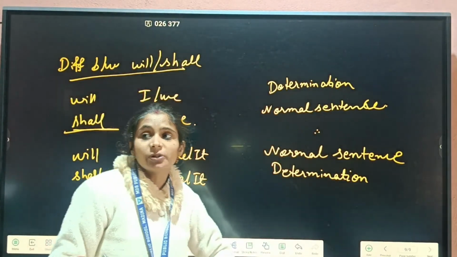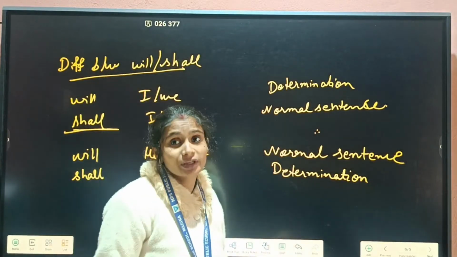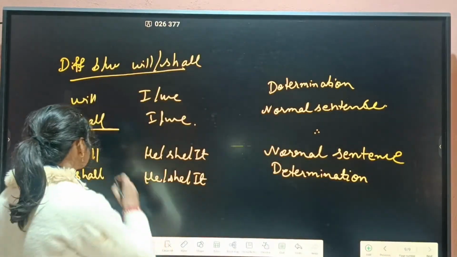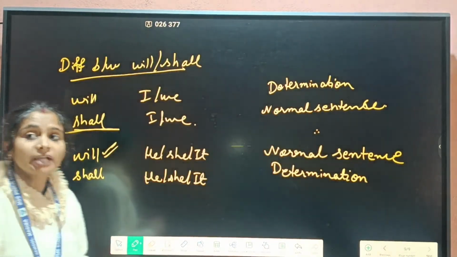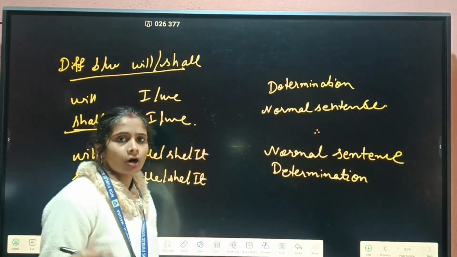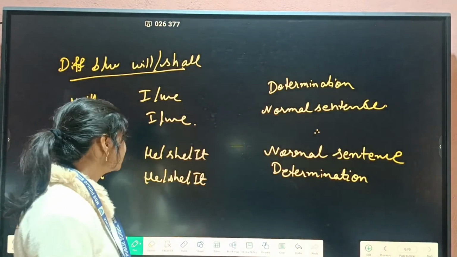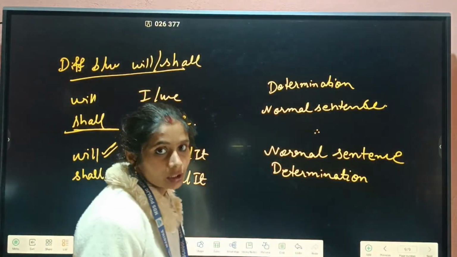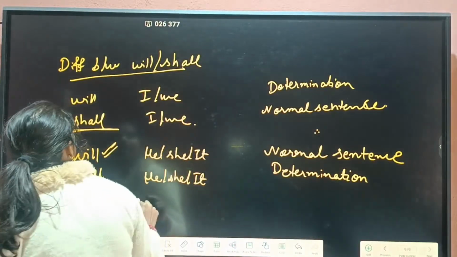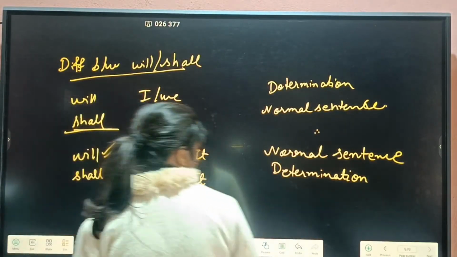You are not sure, you are just imagining. Yes, he or she can go. Then this is our normal sentence and we will use will. But if you know that this third person has a high desire to do something or has determination, then you can say that he shall go there. Okay? This is used for determination. So this is basically the difference between will and shall.